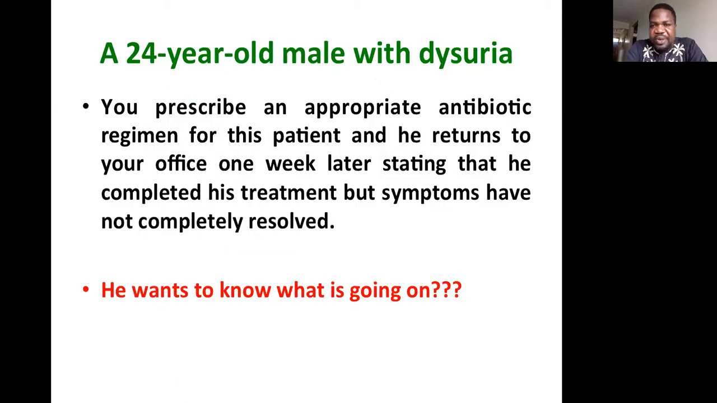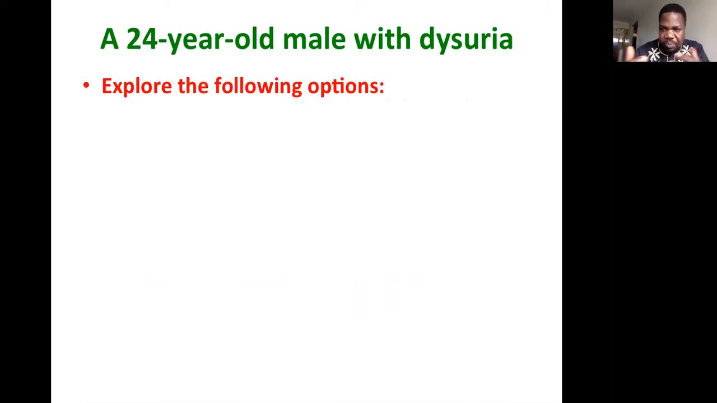Now let's come back to our 24-year-old male patient with dysuria. You prescribe an appropriate antibiotic regimen for this patient. And now this patient returns to your office 1 week later, stating that he completed his treatment. He was compliant, but symptoms have not completely resolved, and he wants to know what is going on. So you need to explore a number of options.